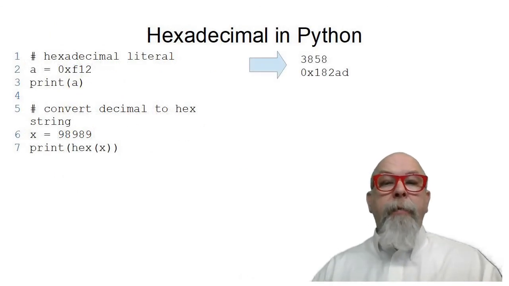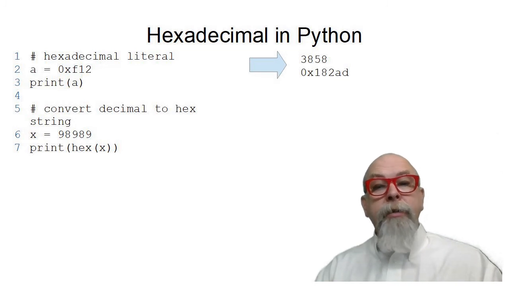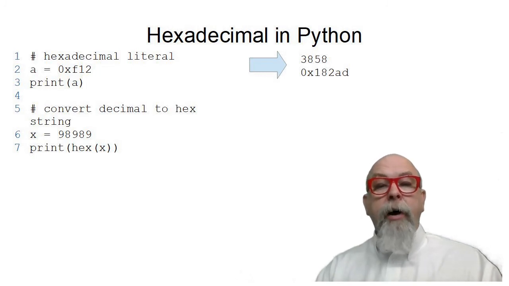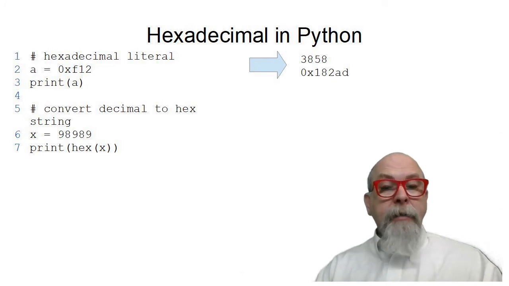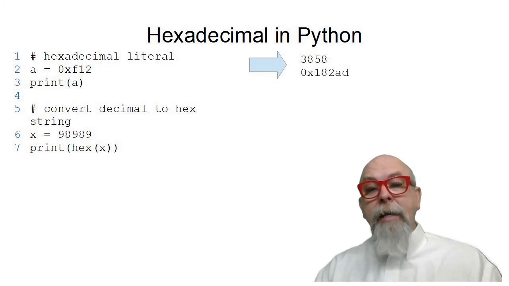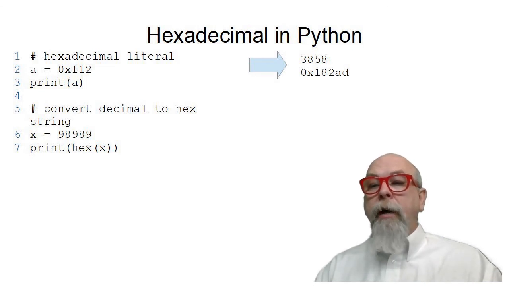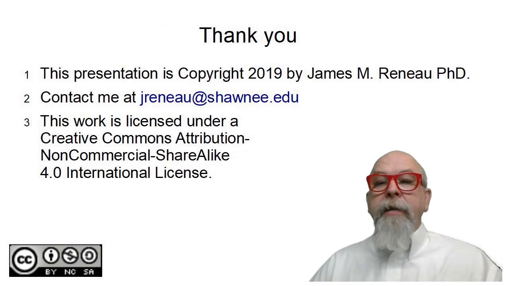Here's a simple Python program that assigns the variable a to the value 0xf12, and when we print a, we can see that it contains the decimal number 3858. We can also convert a decimal number, for instance, the variable x here is equal to 98,989, and print it out as a hexadecimal number by converting it to a string using the hex function and then printing the result. You see that on line 7 of 0x182AD.